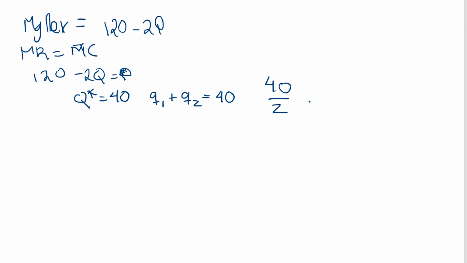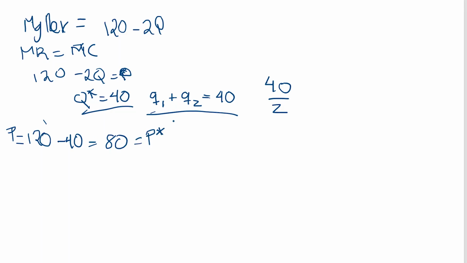By colluding, they will act as a monopoly. The monopoly then needs to maximize profits. So they produce 40, and the price that they would sell at would be given by P equals 120 minus 40. The price would be equal to 80. This is the other equilibrium.